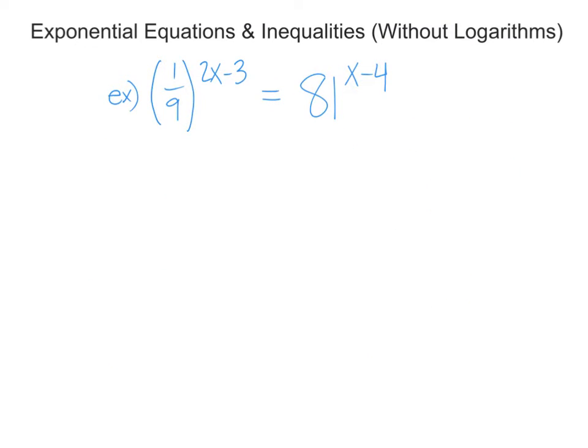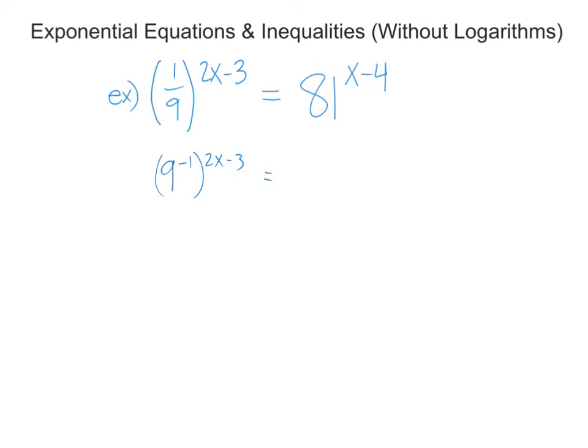Alright, so here's a slight variety. We have one expressed as a fraction. So if you remember your exponent rules, basically a fraction or a number on the bottom is the same as a number on the top if it just had that exponent be negative. So 9 on the bottom is the same as 9 to the negative 1 to the 2x minus 3.